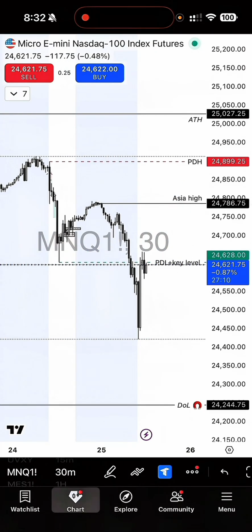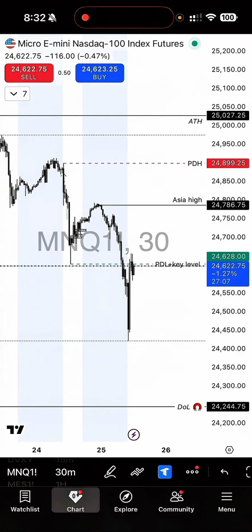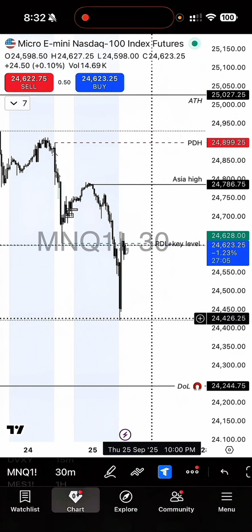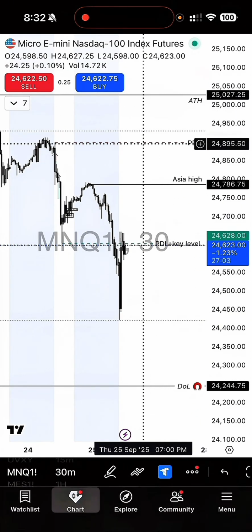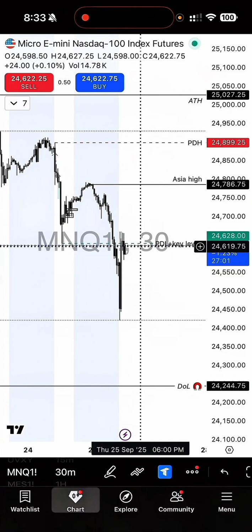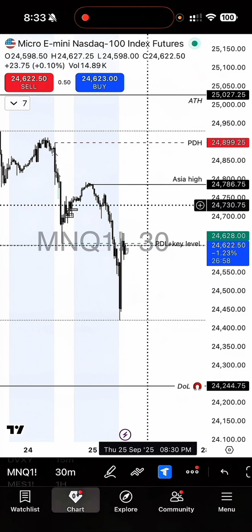I marked my key levels: all-time high, which is right there. Mark that, previous day high, previous day low, which is also acting as our key level, and then Asia high.